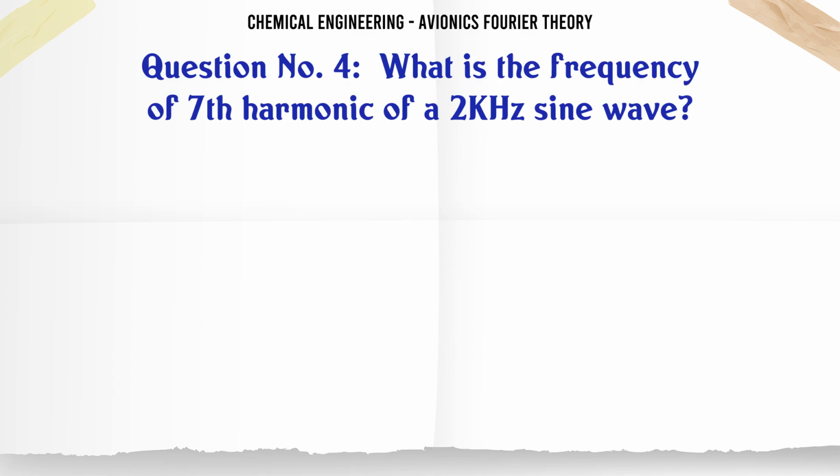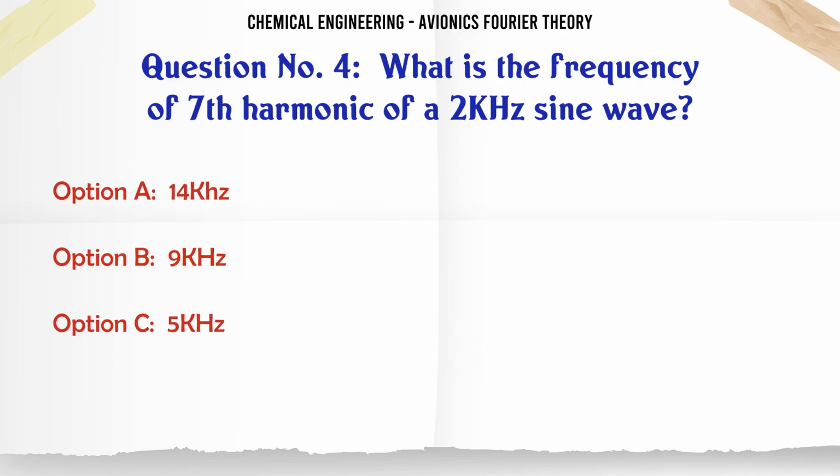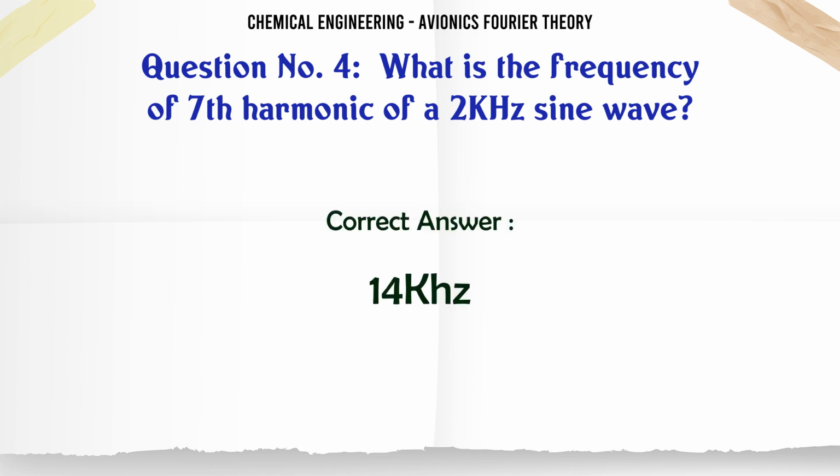What is the frequency of 7th harmonic of a 2 kHz sine wave? A 14 kHz, B 9 kHz, C 5 kHz, D 2 kHz. The correct answer is 14 kHz.